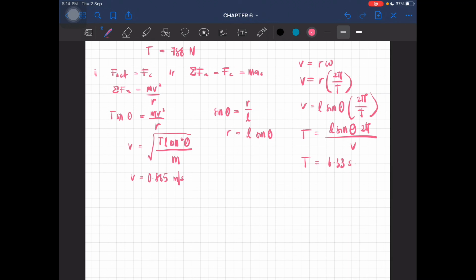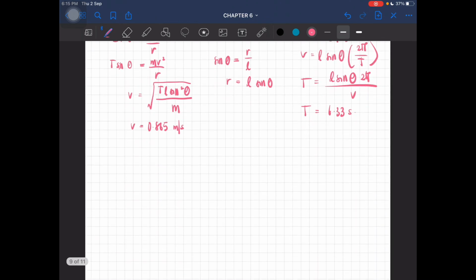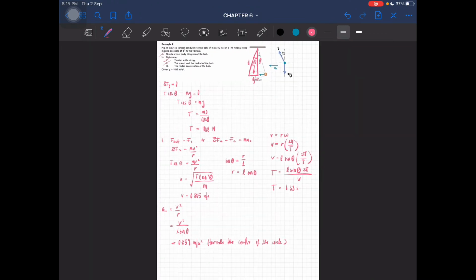Okay? Last one, the radial acceleration of the bob. Now, the radial acceleration is equal to v squared over r. And we already have v, and r is just L sin theta. So you should be getting the centripetal or the radial acceleration to be equal to 0.859 meter per second squared, which is going towards the center of the circle. Alright, so that is example number 4.